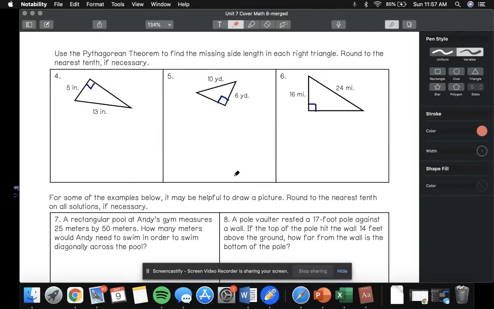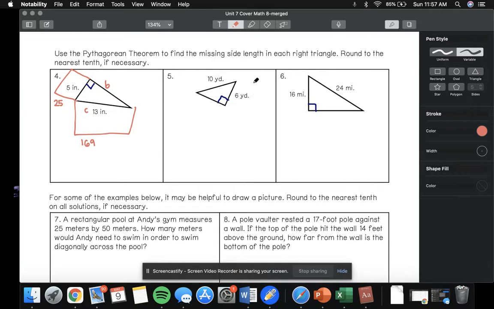All right, now with these problems, I have to ask myself what I don't know. When I look, I know that my C value is 13. I'm missing one of my legs. So I'm going to say this is B. I'm going to do the same process. I'm going to find the areas of the squares. So 5 times 5, which is 25. This one I actually know the hypotenuse, so I'm still going to do 13 times 13, which is 169.